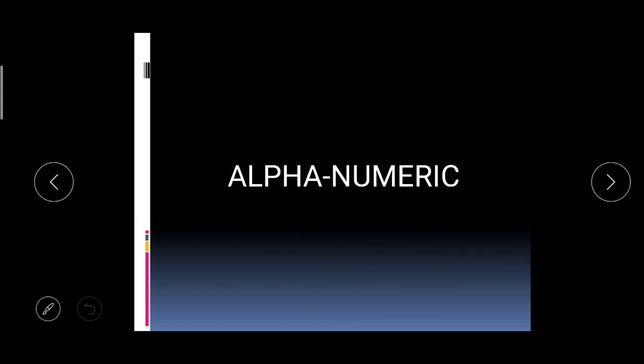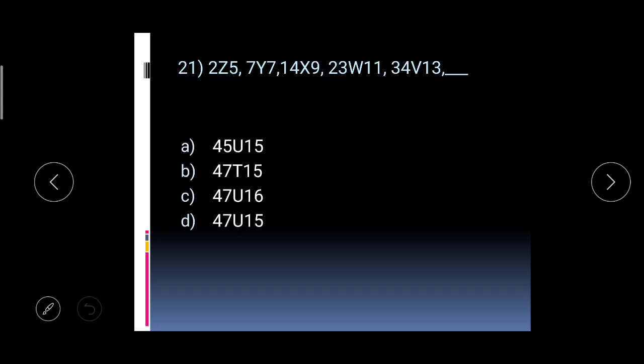Okay. So this is all about the alphabet series. Alphanumeric is a series which is a mixture of numbers and alphabets. So let's start and quickly understand. Okay, you can see 2Z5, 7Y7, 14X9, 23W11, and 34V13.